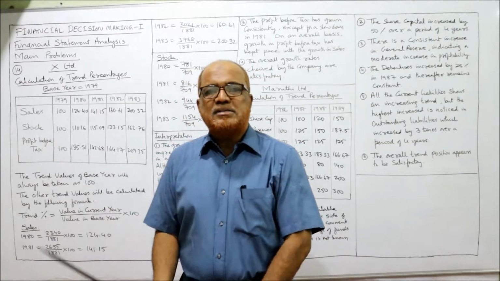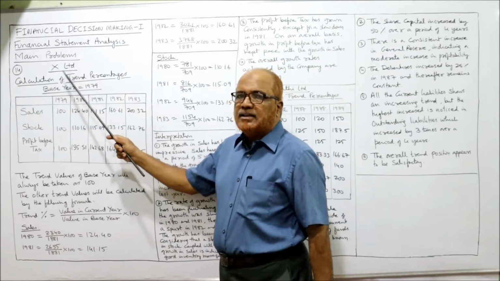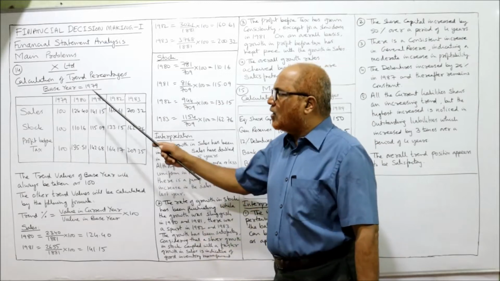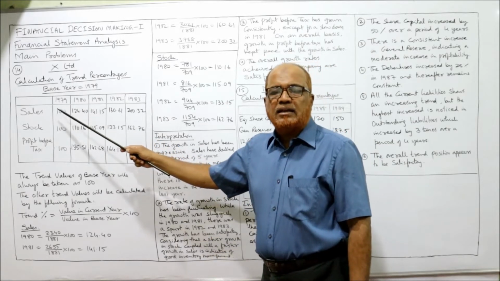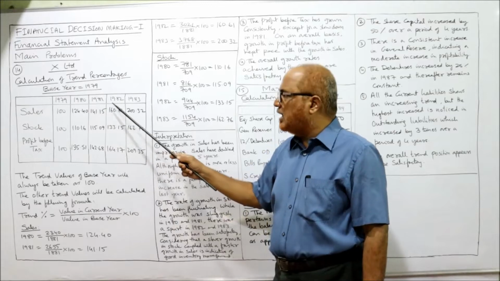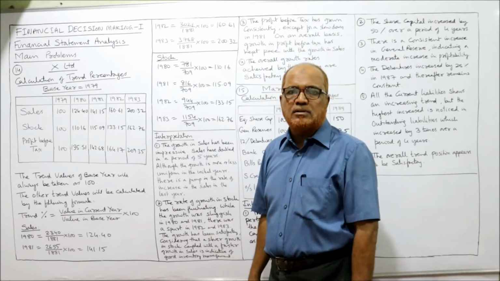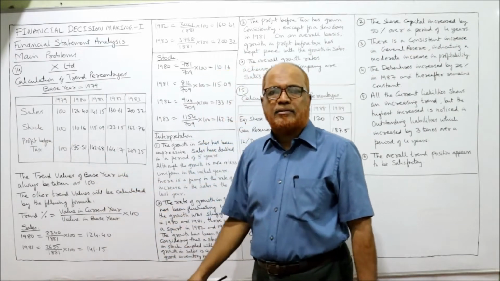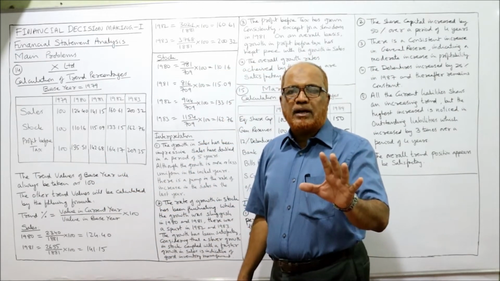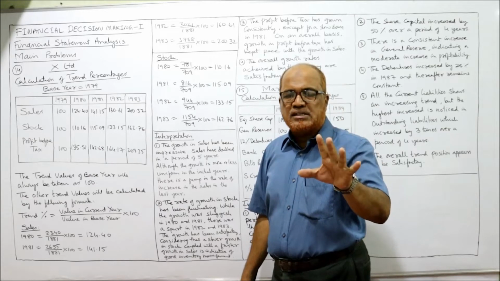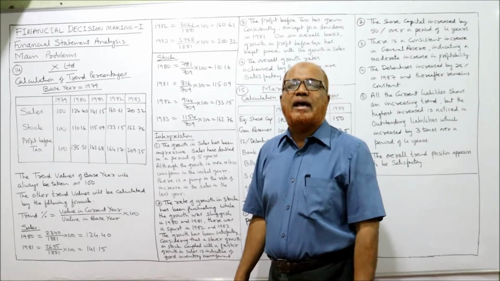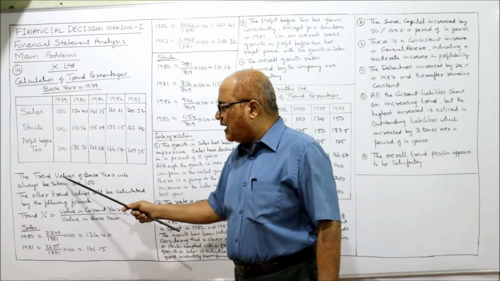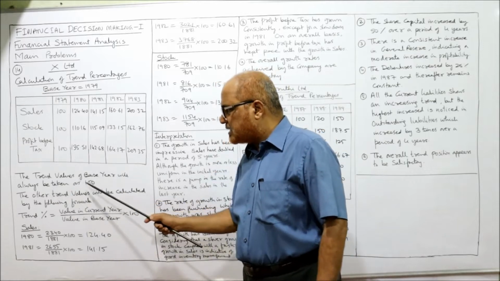So how to calculate trend percentages? See carefully here. X Limited calculation of trend percentages, base year is 1979 given in the problem. In the columns, I am taking the years 1979, 80, 81, 82, 83. 5 columns. And here in rows, I have taken the sales, stock and profit before tax. The first thing you have to remember is the first year will be taken as base year, and for base year, all the trend values should be taken as 100. This point you have to remember. So the trend values of base year will always be taken as 100.